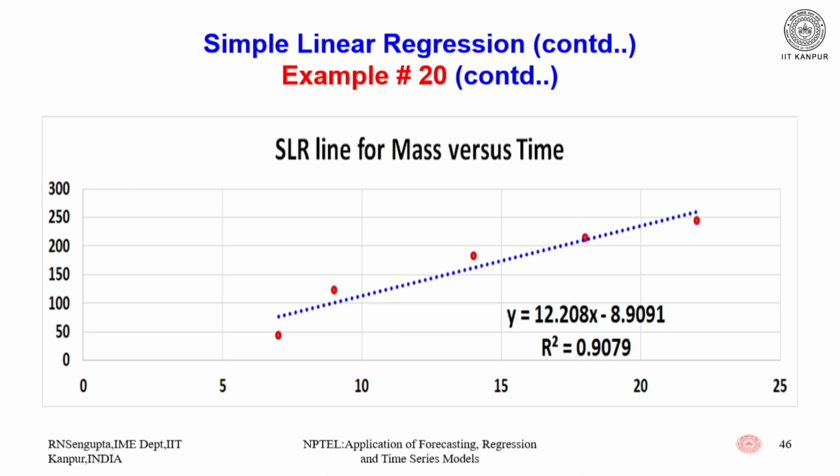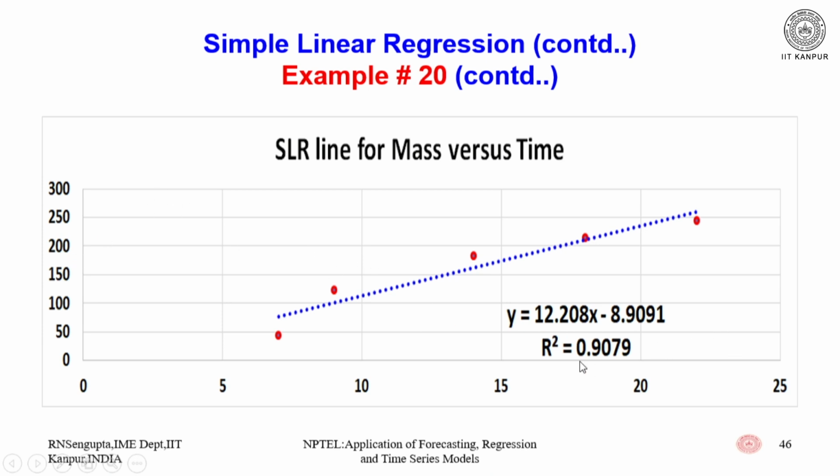So this is the problem of simple linear regression of mass versus time, the chemical reaction. Same question, only that in the Excel sheet, if you see, I have basically kept the x axis limited between 6 to 24 and the y axis accordingly.